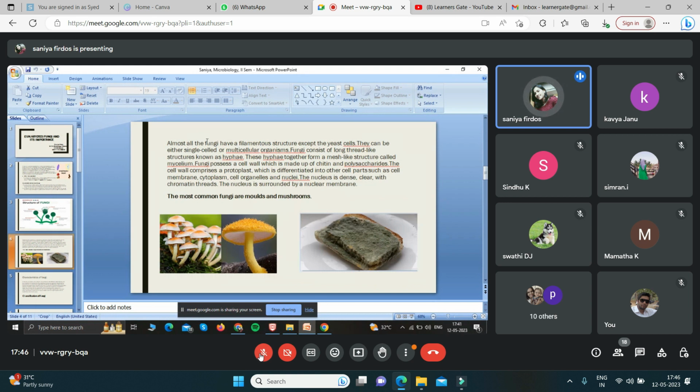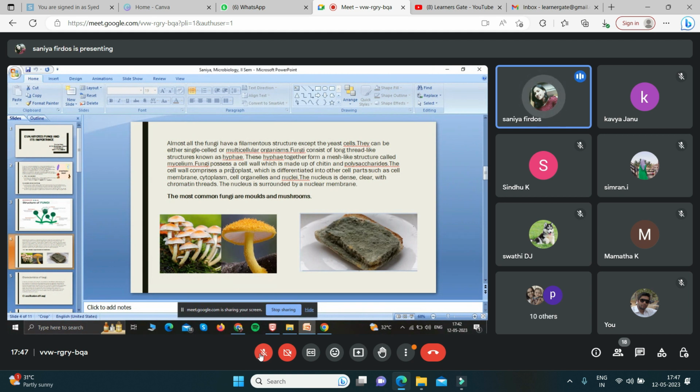Almost all of the fungi have a filamentous structure except the yeast cell. They can be either single celled or multicellular, that means having a single cell or having many cells. Fungi consist of long thread-like structures known as hyphae, as I spoke before. These hyphae together form a mesh-like structure called mycelium. And the fungi possess a cell wall which is made up of chitin and polysaccharides.